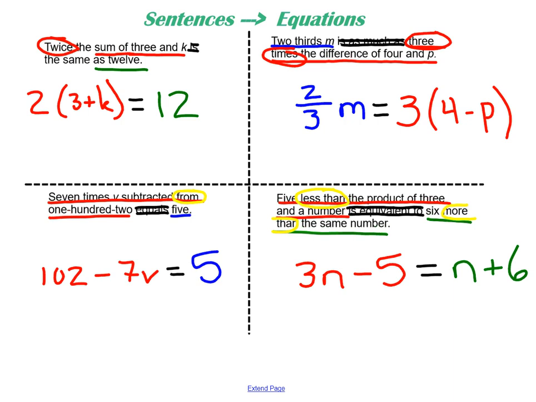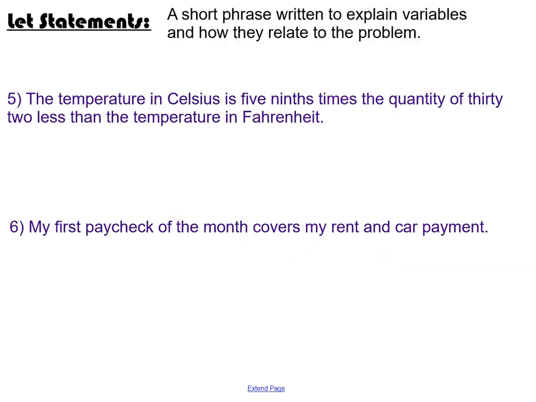Let's go ahead and look at our next examples. So next up, we have a let statement. That's a short phrase written to explain variables and how they relate to the problem. Basically, what that means is we have to make sure that our letters actually represent something in the problem. So let's go ahead and practice those let statements. So we're going to continue doing the same exact thing here. We have a sentence, and we want to try and turn that into an equation.